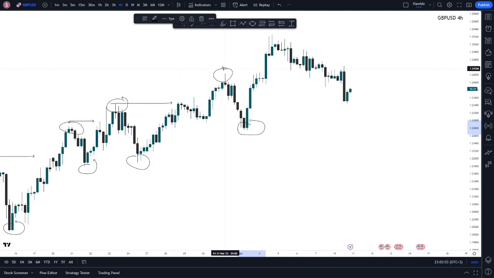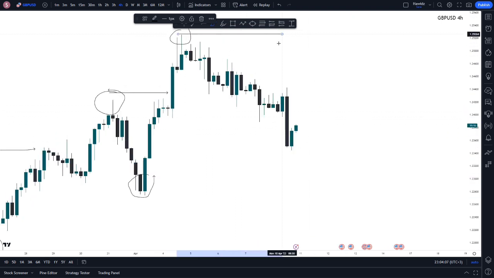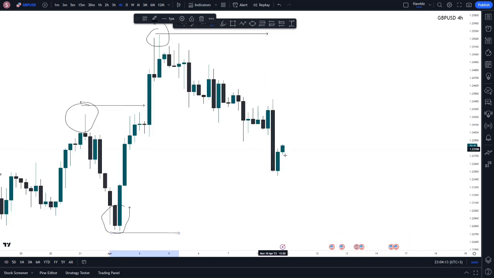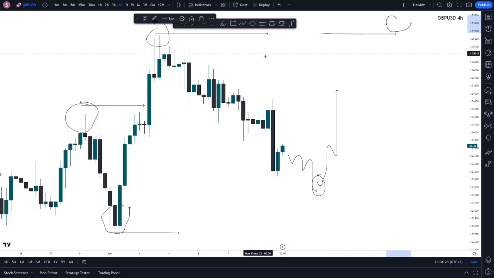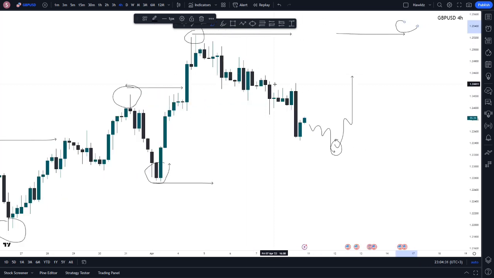And then we have ourselves now the most current break of structure right here, which formed this high here that came from this low here. So technically we're simply in a range between that high and this low, and all we need to see, right, is price coming down, making a lower high, and then coming back up to take out this high here and creating a new high.